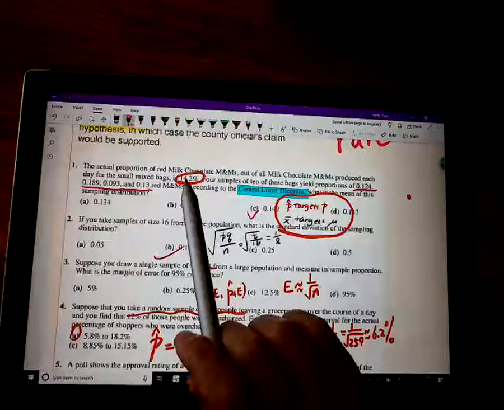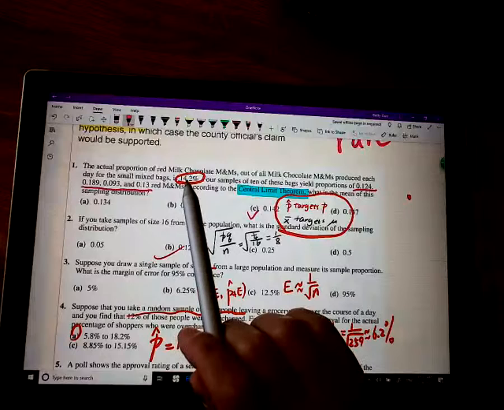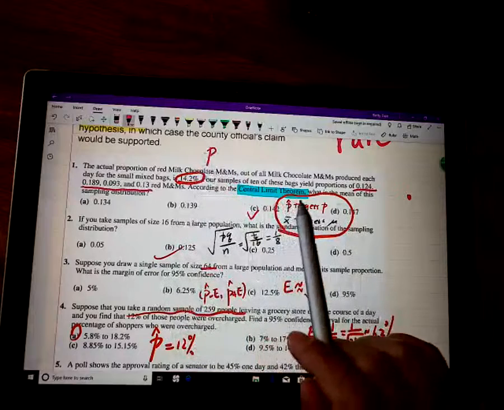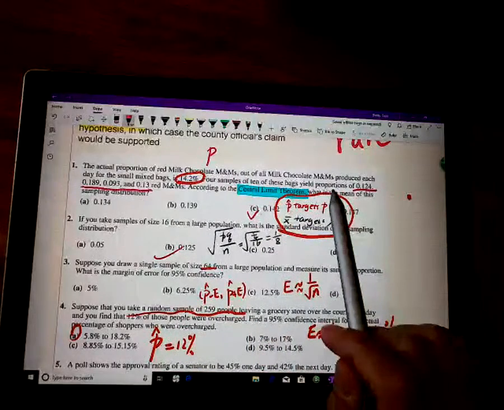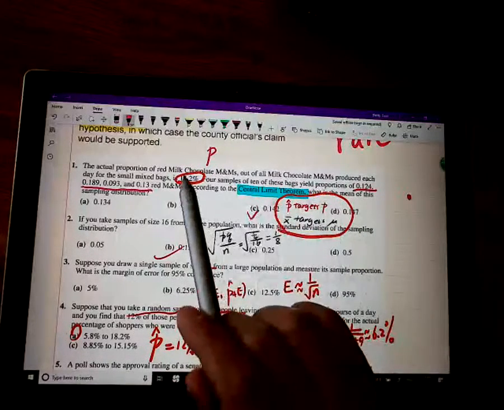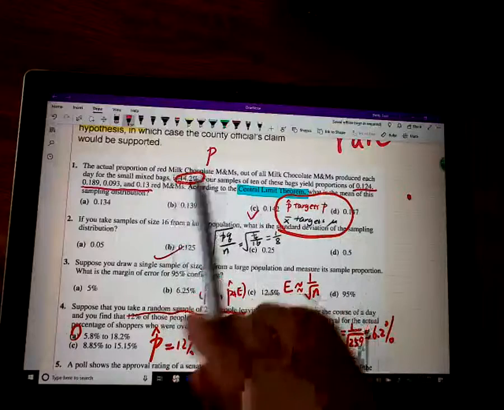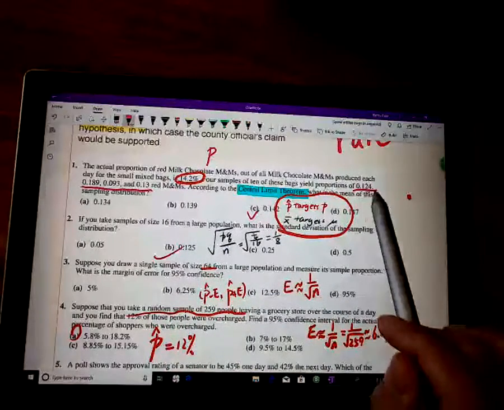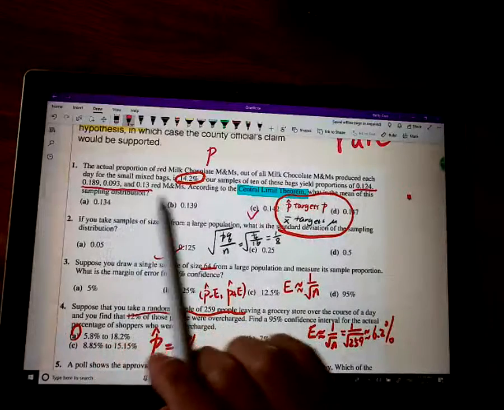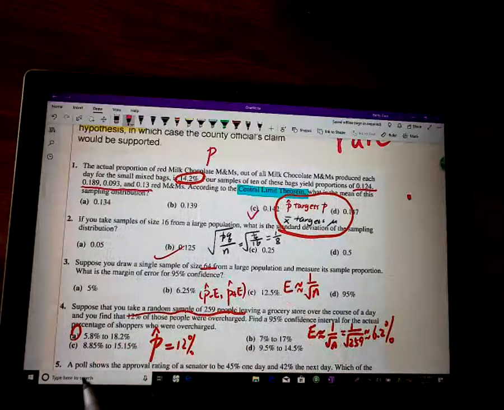Because 14.2%, that's the population proportion. By the central limit theorem, any sample with size 10, those proportions would target that value. Okay, so the mean of those sampling distributions would be p, 14.2%.